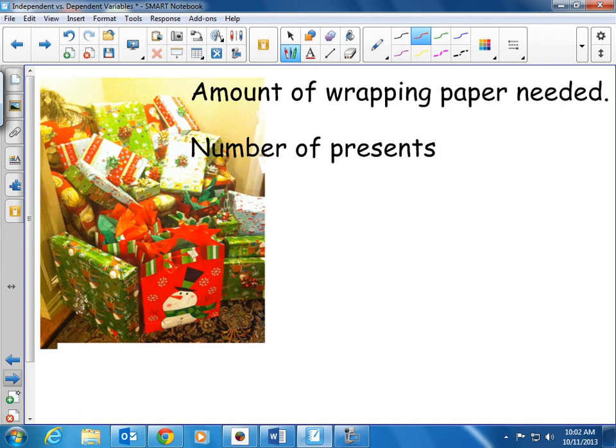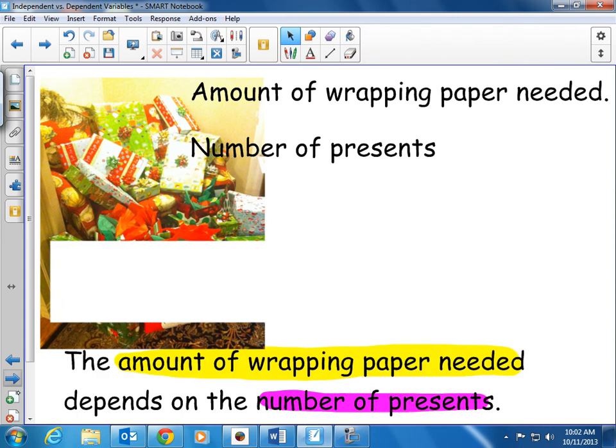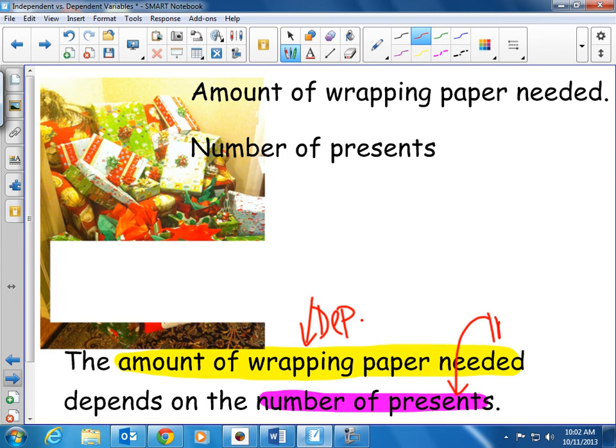Last one. Here I had a bunch of presents. Apparently this was from Christmas last year. Keep in mind I have a big family. There's 8 of us. So amount of wrapping paper needed and the number of presents. Which one depends on the other? See if you can write a sentence with the words depends on. You should have written the amount of wrapping paper that's needed depends on the number of presents. So my amount of wrapping paper is going to be my dependent variable. My number of presents is going to be my independent variable.